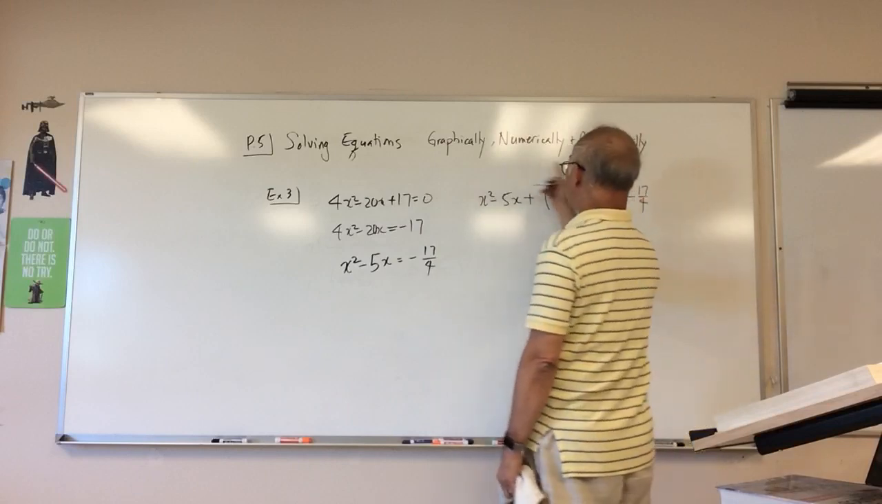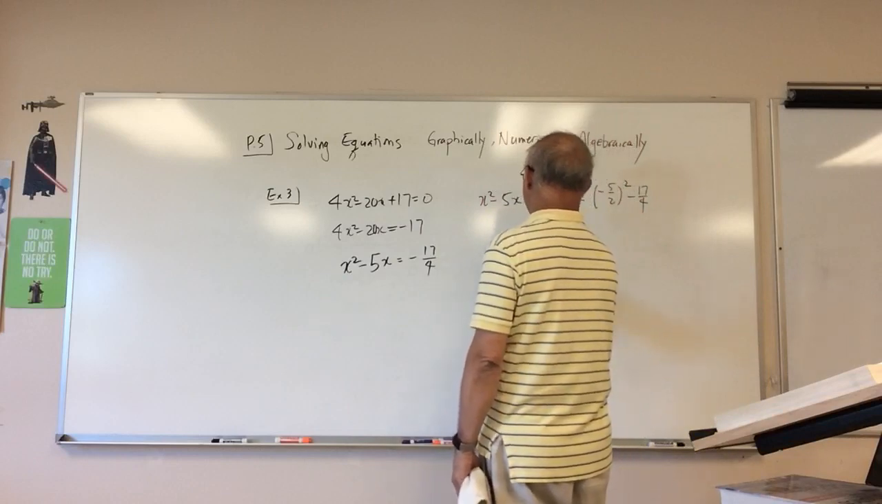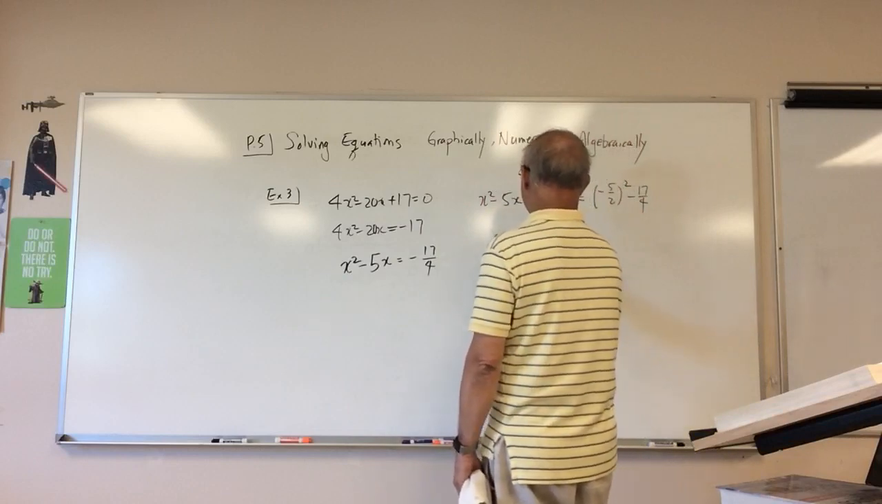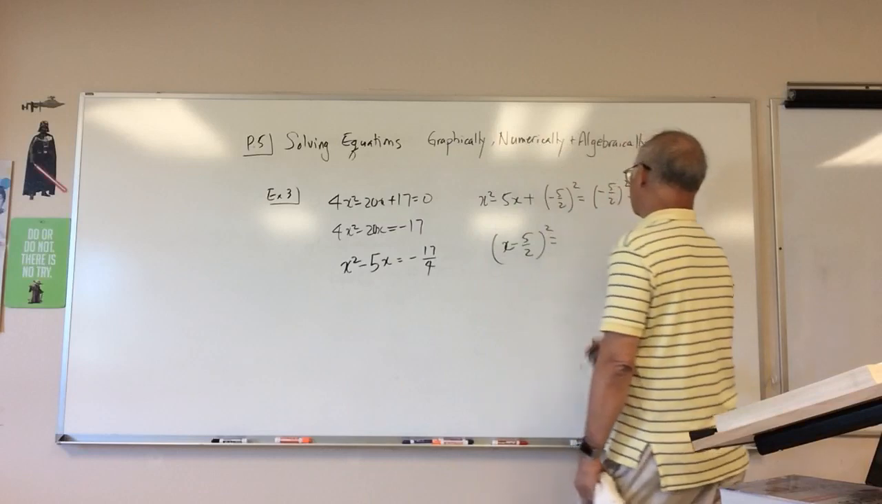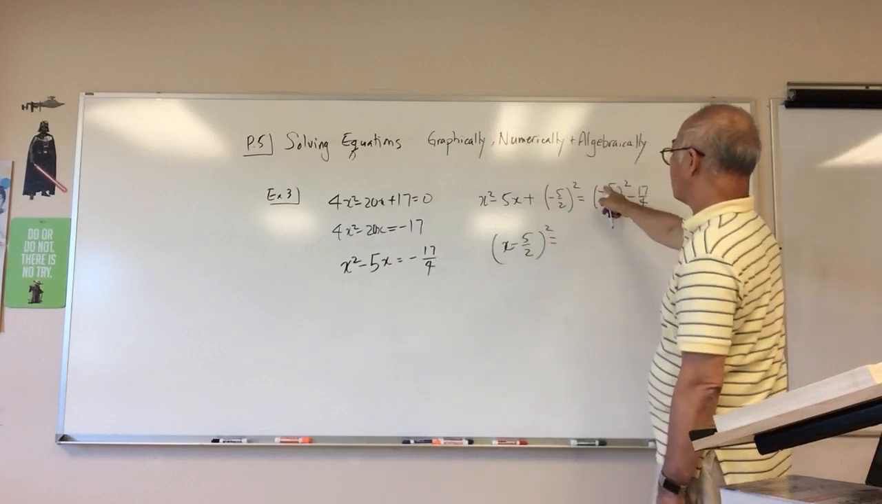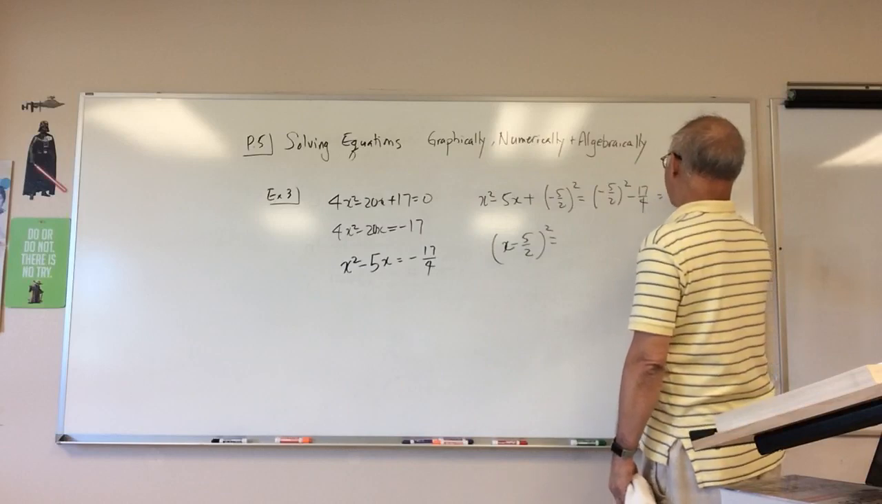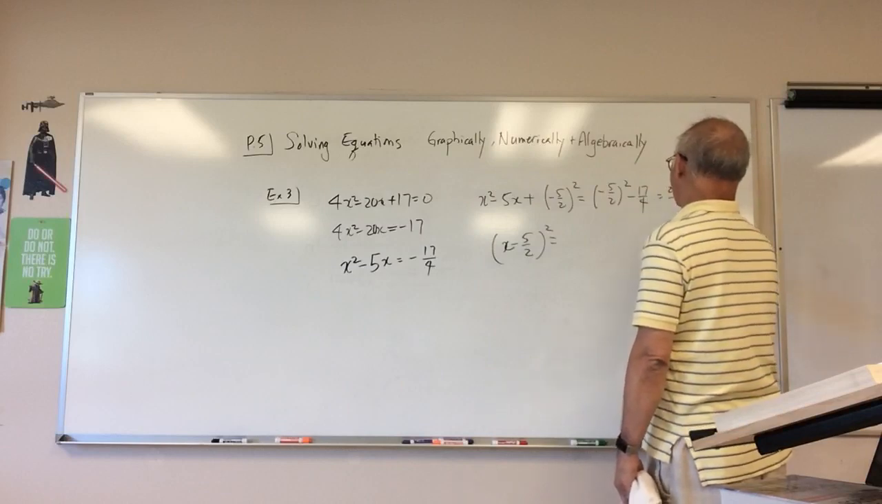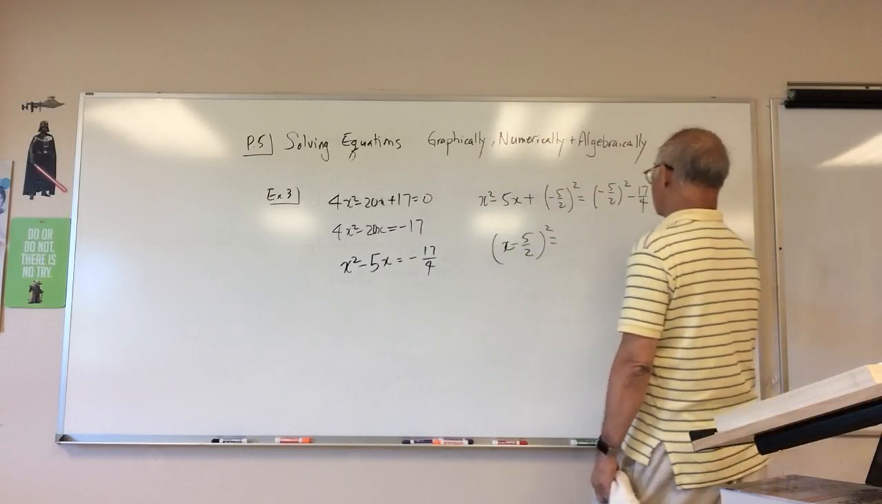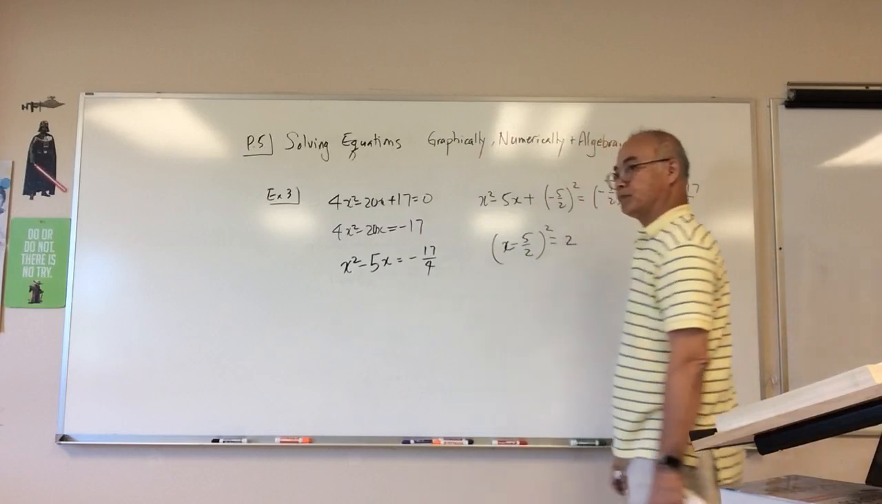Right. So this guy now becomes x minus 5 over 2, squared. And over here, what do I get? I get 25 over 4. So I get 25 minus 17 over 4. That's 8 over 4, so I'm going to get 2.